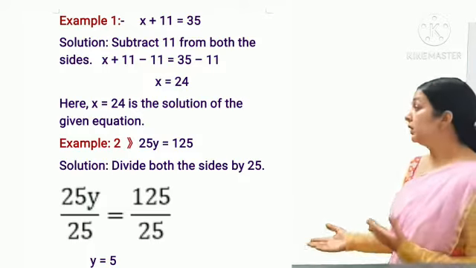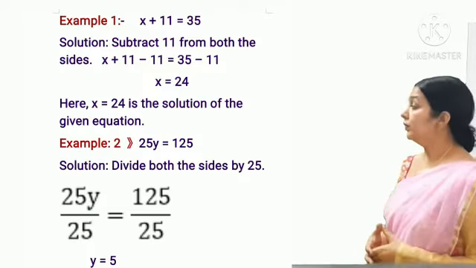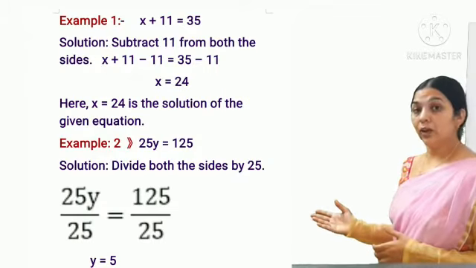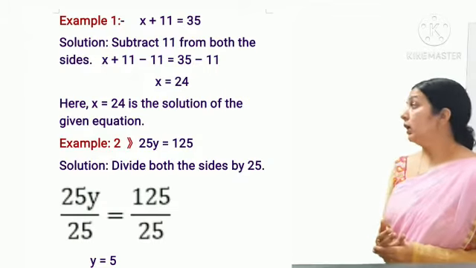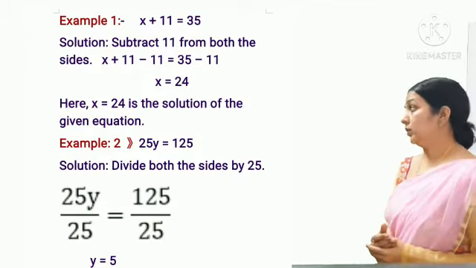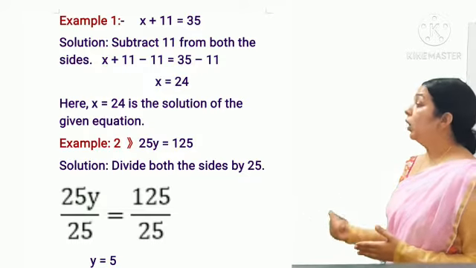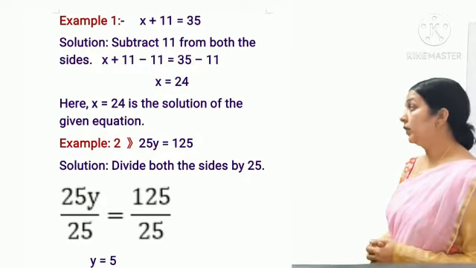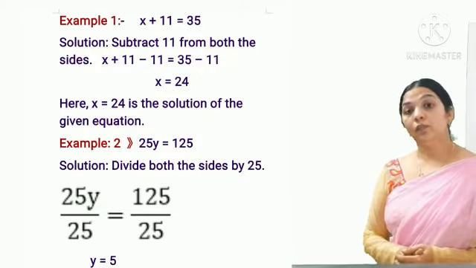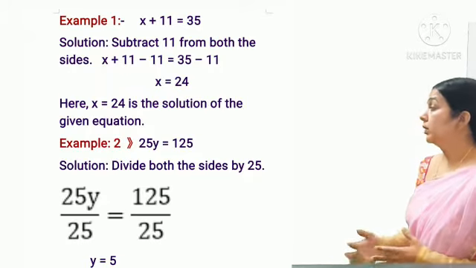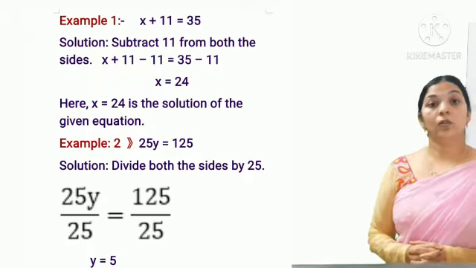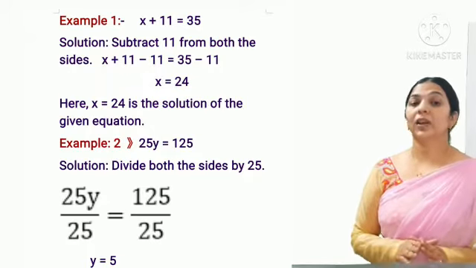Similarly, you can see in the next example, 25y is equal to 125. If we divide by 25 on both sides of the equation, we will get y is equal to 5. So here we get the solution that y is equal to 5, and this value satisfies the equation.